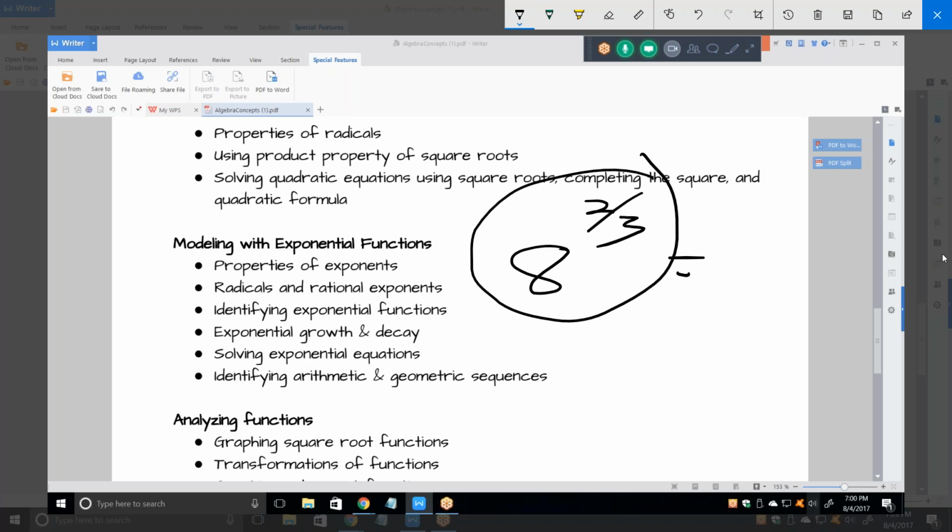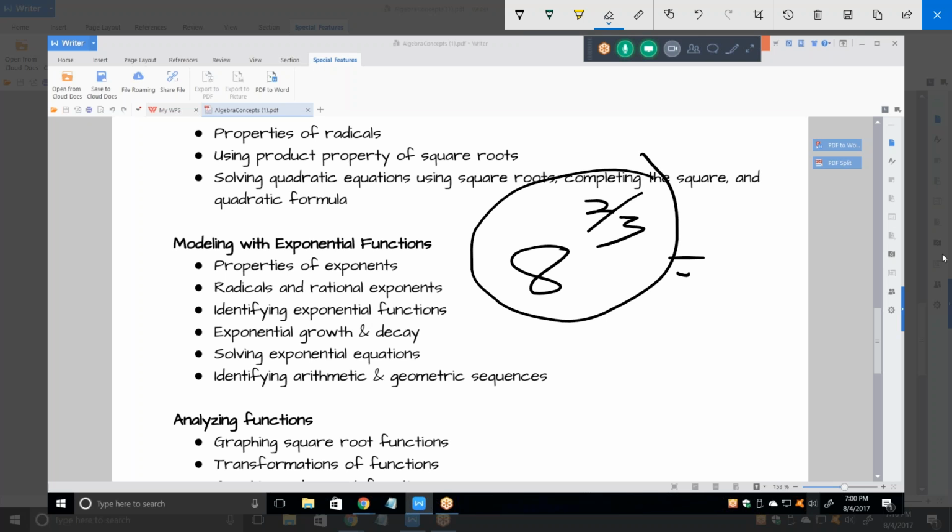Okay? And start with the denominator. What's the cube root of 8? Well, what's 2 times 2 times 2 equal to? 8. That's the cube root of 8. Okay, that's how you figure it out. Is it what number multiplied by itself 3 times is equal to 8?